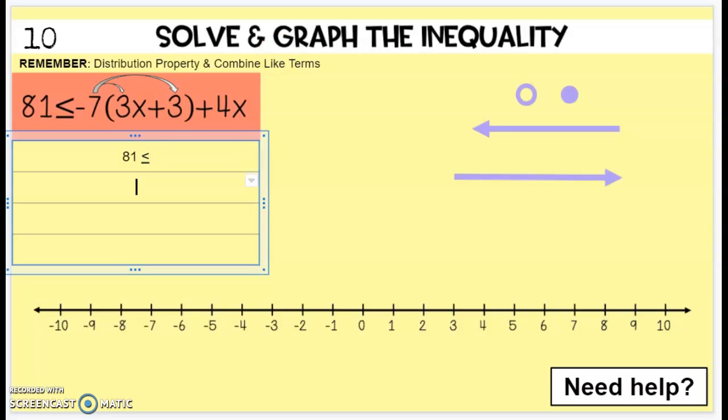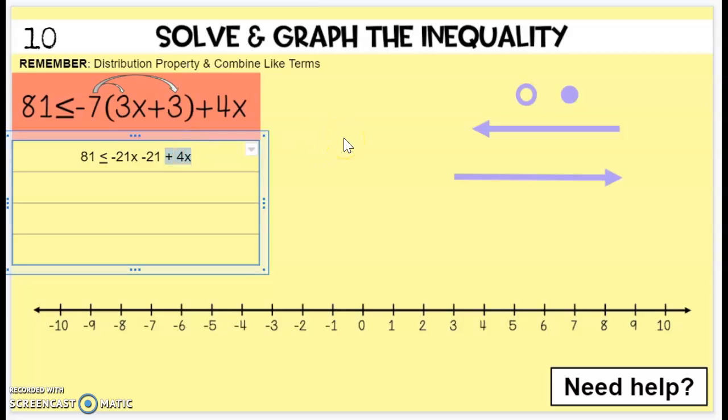All right, so -7 times 3. What's 7 times 3? It's 21. Bring your negative sign with it. This one has an x connected to it, your variable. So -7 times 3x is going to give us -21x. Then we do -7 times +3, which is going to give us another -21, because a negative times a positive equals a negative. I'm then going to bring down that 4x, my +4x.